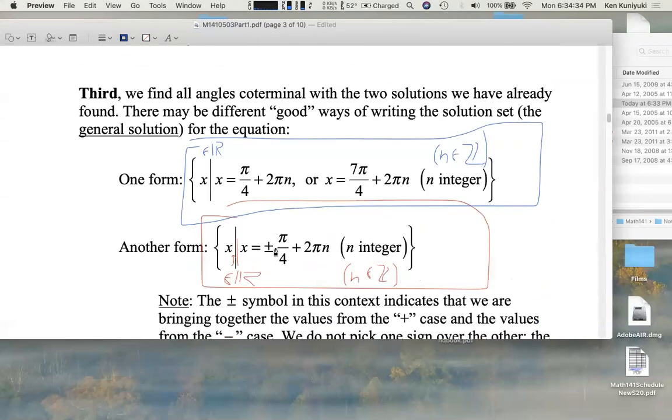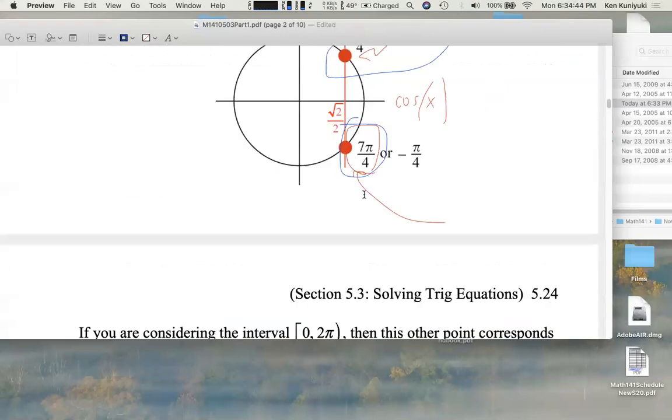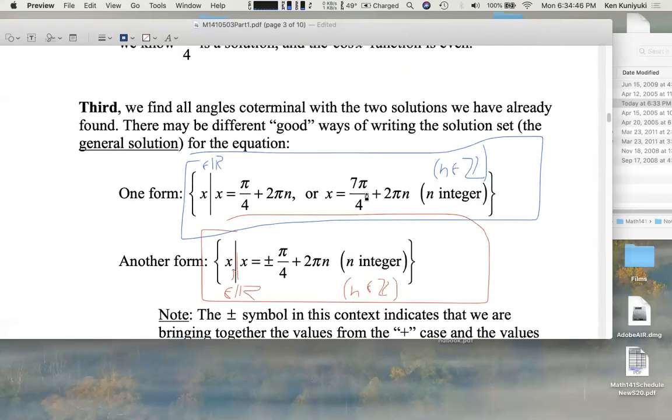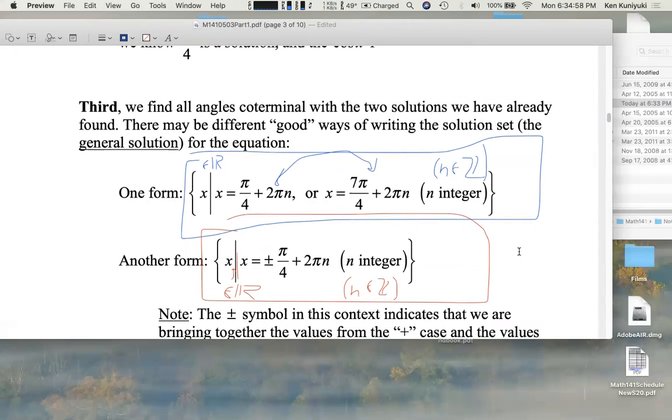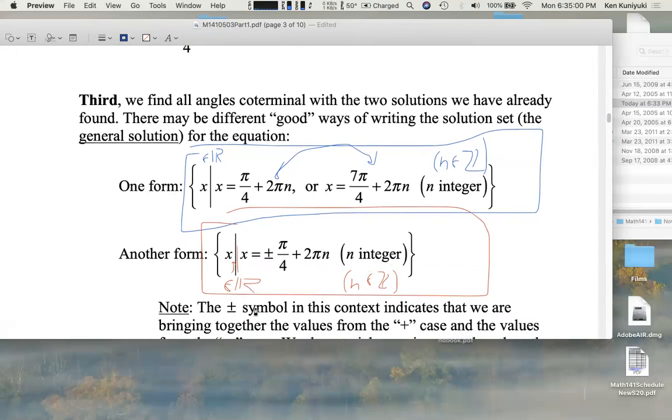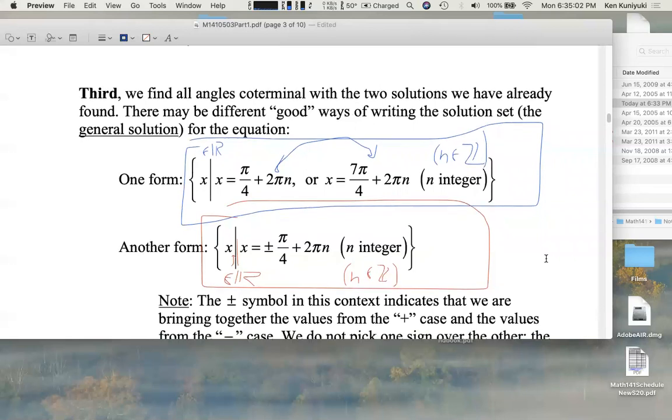I'll accept either the solution set in red or in blue. In fact, you can take any representative, any coterminal angle for pi over 4, and any representative for this point in the southeast, or any coterminal angle for 7 pi over 4. For that matter, you can switch these two. As long as your solution set is correct and reasonable, I'll accept it, although books try to aim for the most compact and efficient form possible.